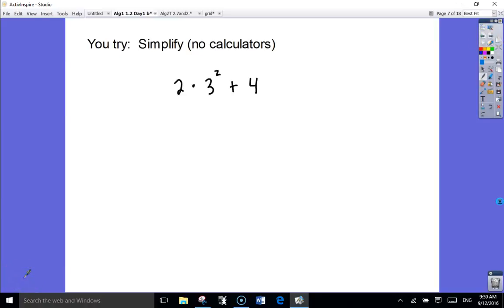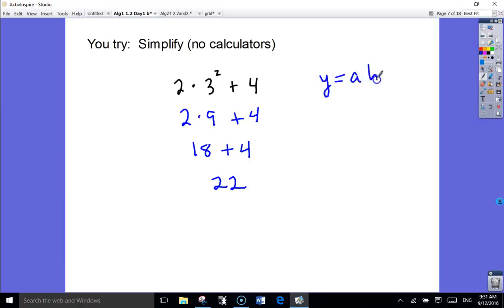So this is 2 times 9 plus 4 equals 18 plus 4 equals 22. So if you got 22, you did all that right. There's a kind of function we deal with in higher math which is called an exponential function, and it looks something like this.